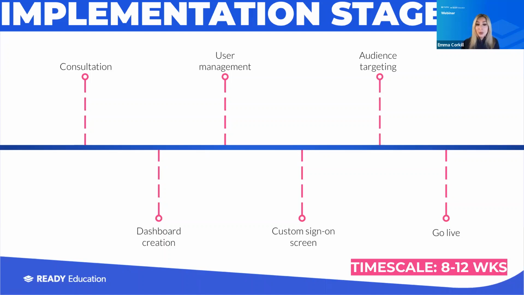Then we move on to audience targeting. So which user will view which dashboard and the content on them, which is then when you'll be ready to go live. The timescale is about 8 to 12 weeks, and the whole process is fully supported throughout. And you also receive ongoing support to help you promote the platform and ensure that you get a great return on investment.